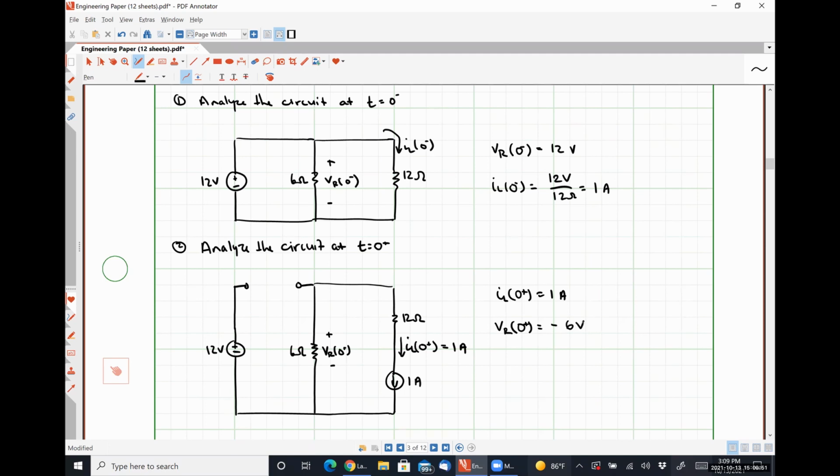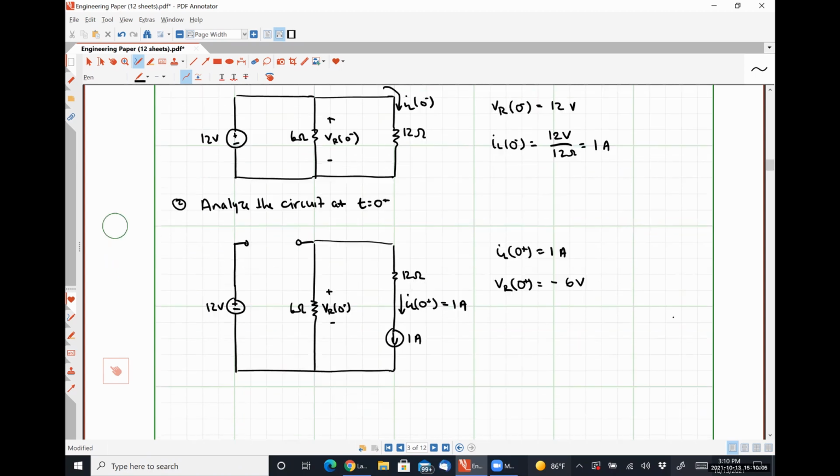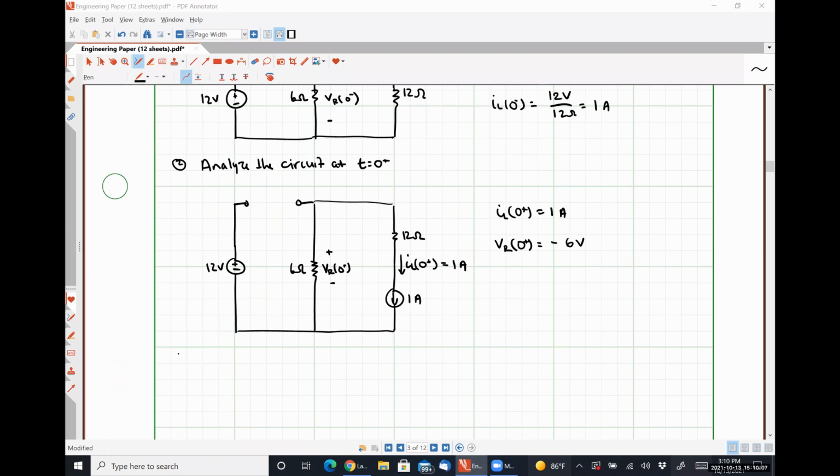6 volts. Now, I'm going to do this third step here with the understanding that it's actually not going to give us any information, but when we talk about what's called the total response, this will be important, okay? So step 3 will be to analyze the circuit at t equals infinity. Okay. So what's our expectation here? Any thoughts?